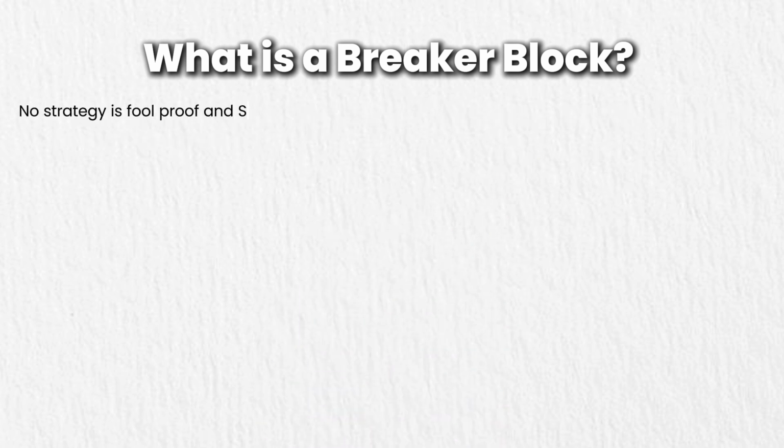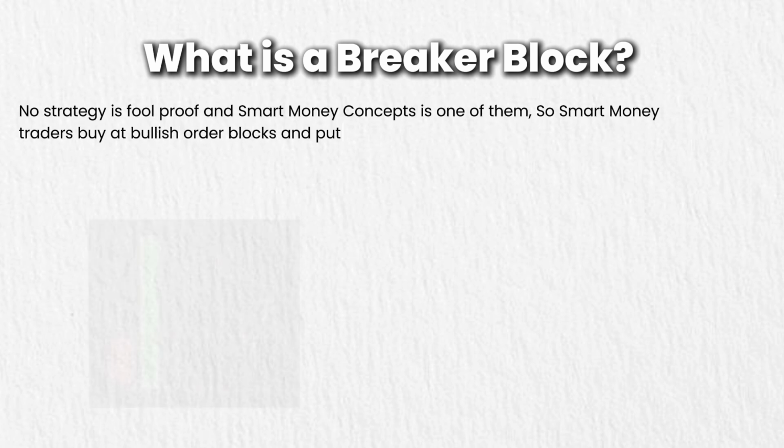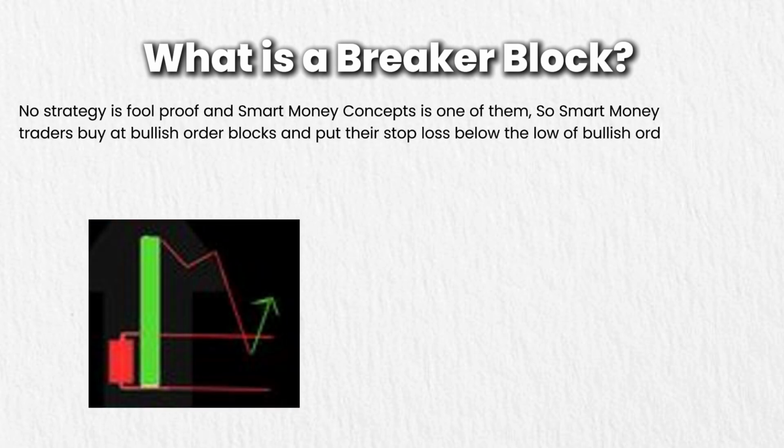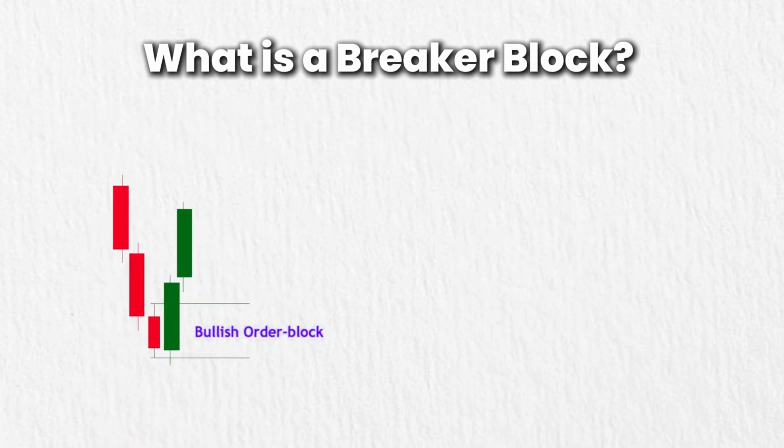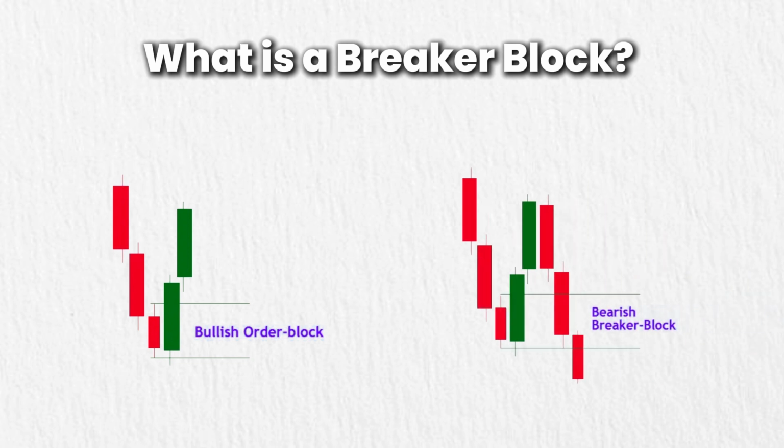No strategy is foolproof, and smart money concepts is one of them. So smart money traders buy at bullish order blocks and put their stop loss below the low of bullish order block. Likewise, they sell at bearish order block and set their stop loss above the high of bearish order block. But the market makers take advantage of it, and they hunt retail traders' stop loss and move market in opposite direction, hence breaking the order block, which turns out to be a breaker block.